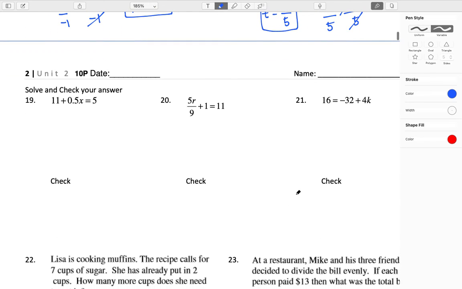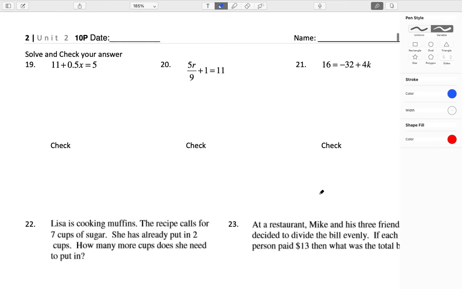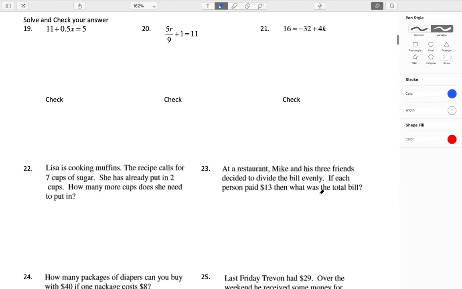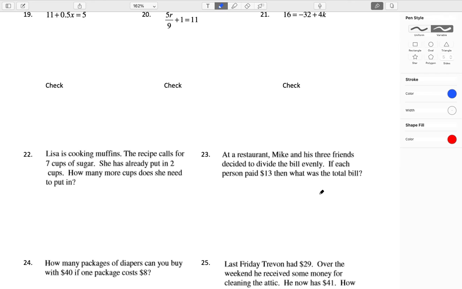So you could do a check method, which is left side equals right side, like what we did last time. But let's work on a word problem. Okay, so let's take a look at number 22. Lisa is cooking muffins. The recipe calls for 7 cups of sugar, and she has already put in 2 cups. How many more cups does she need to put in?